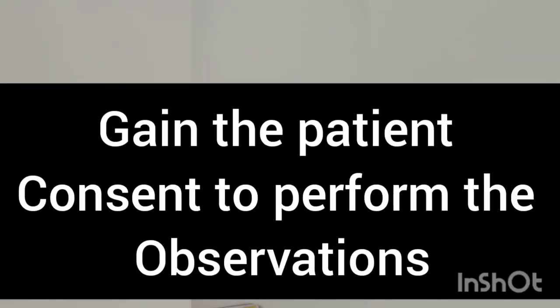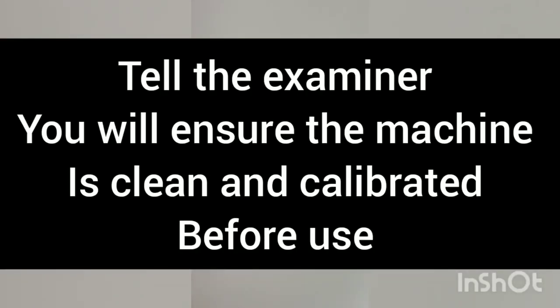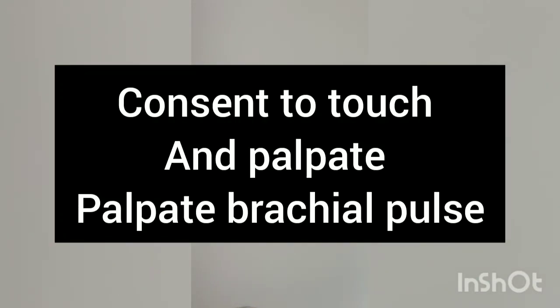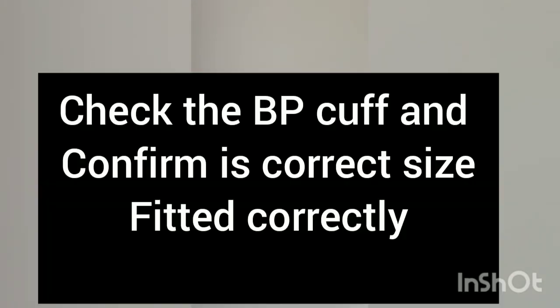Now gain the patient's consent to perform the observation. Tell the examiner you ensure the machine is clean and calibrated before use. Get consent to touch and palpate the brachial pulse, and also ask for their hand preference.